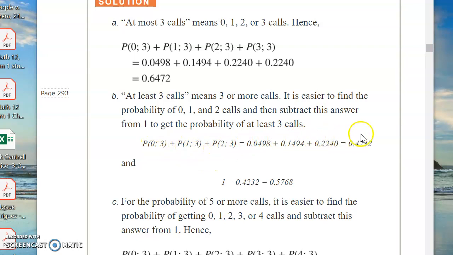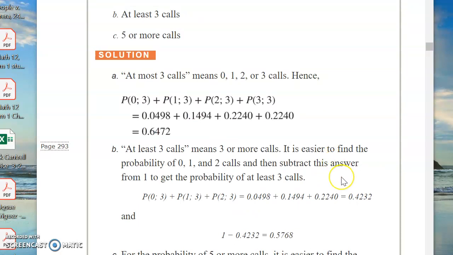That gives us these numbers from the table. That gives us a final answer of this. And then 1 subtract that number is this number, and that's the answer we're looking for. That's the probability of 3 or more.